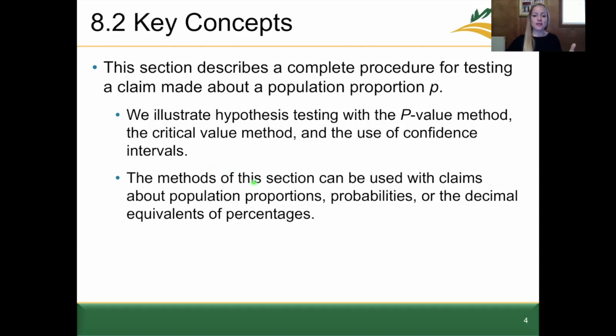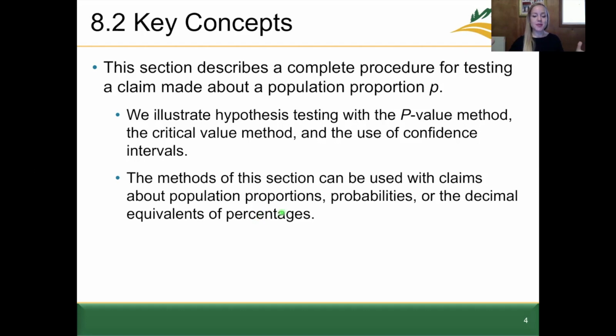So within 8.2, we can use methods in this section for claims about population proportions, also probabilities, and also the decimal equivalence of percentages. As you look at each of these three here in this list, you'll see that they're all somewhat similar. Or we could say the proportion of a population is similar to the probability of a population, which is similar to the decimal equivalent of a percentage. For example, 60% of the population, that's the same thing as saying 0.6 probability. That's also the same thing as saying a 0.6 proportion of that population.